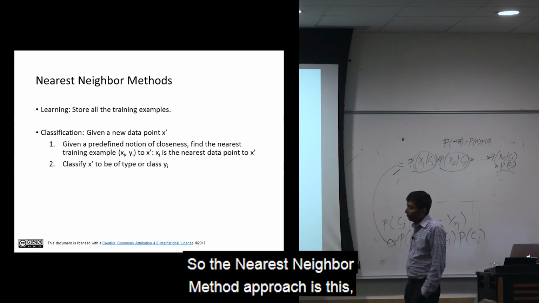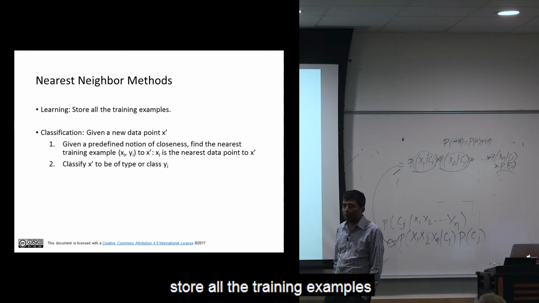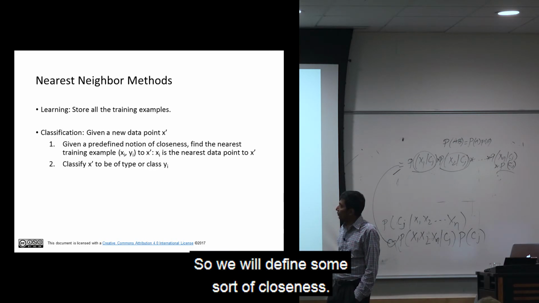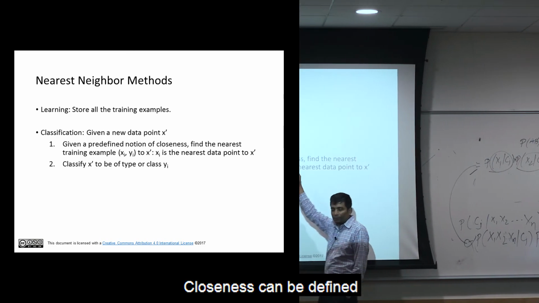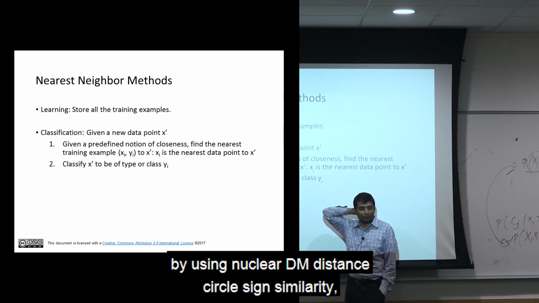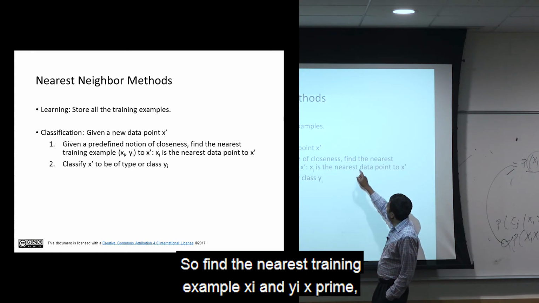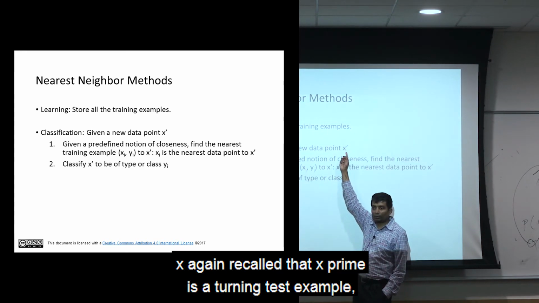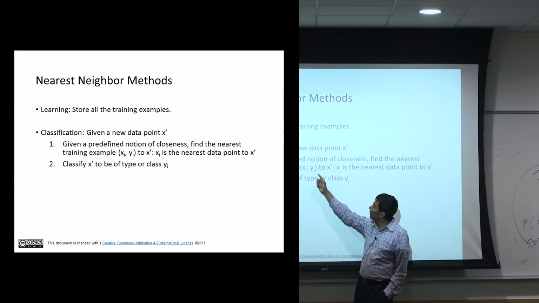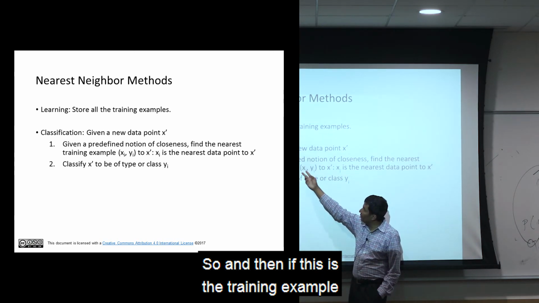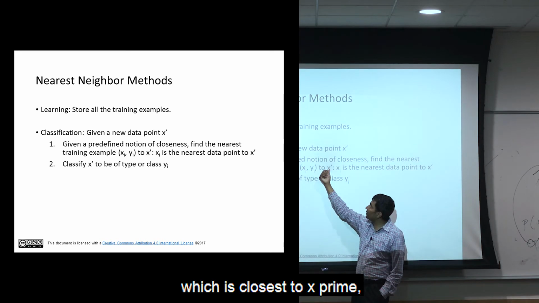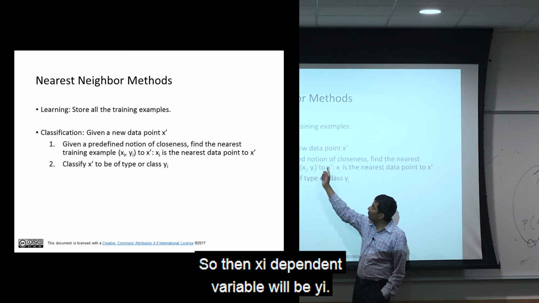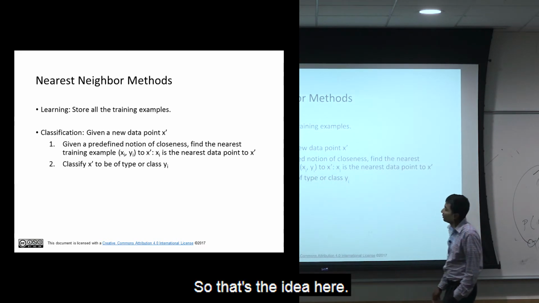So the nearest neighbor approach is this: store all the training examples, and given a new data point x prime, we will define some sort of closeness. Closeness can be defined by using Euclidean distance or cosine similarity, something like this. So find the nearest training example xi, yi to x prime. Again, recall that x prime is a test example, test data. If xi is the training example closest to x prime, then the dependent variable of x prime will be yi. So that's the idea here.